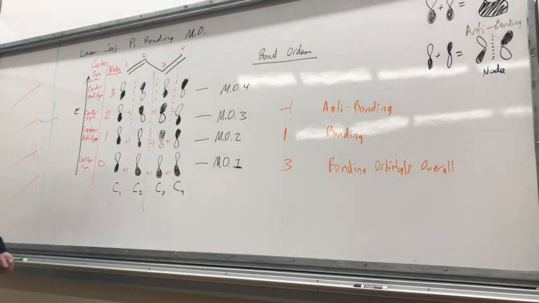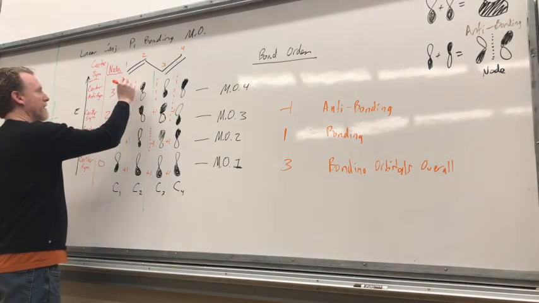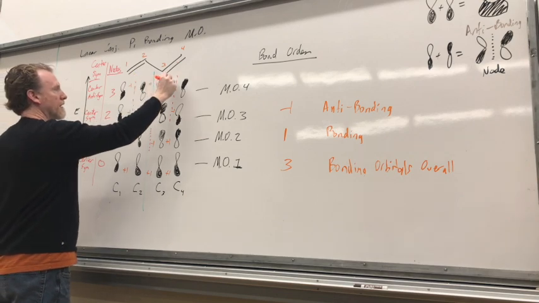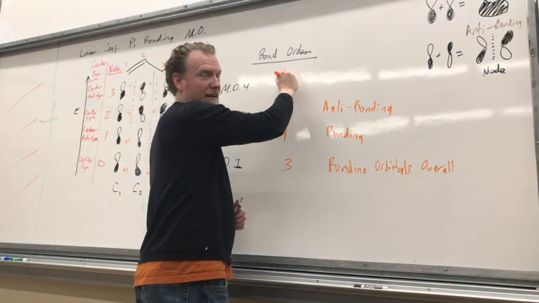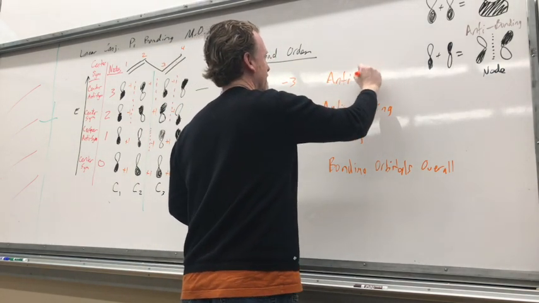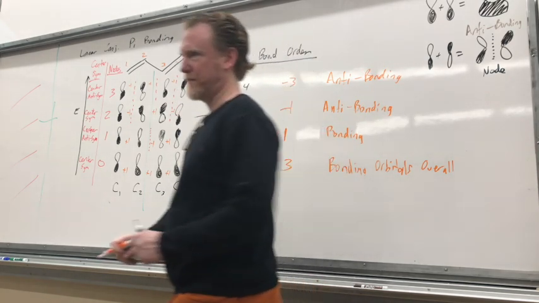All right, and then what about this guy, Nishida? What should I put here? Minus one. Anti-bonding. Yeah. So that one's a real high energy orbital.